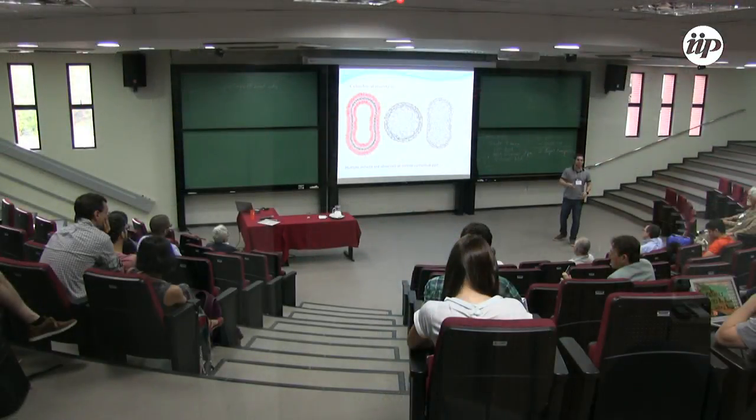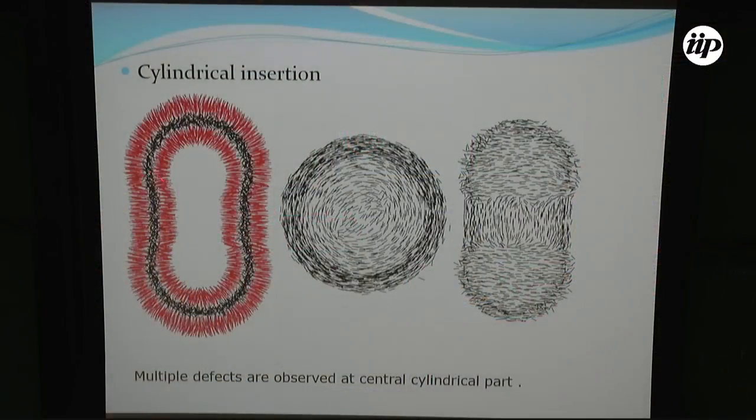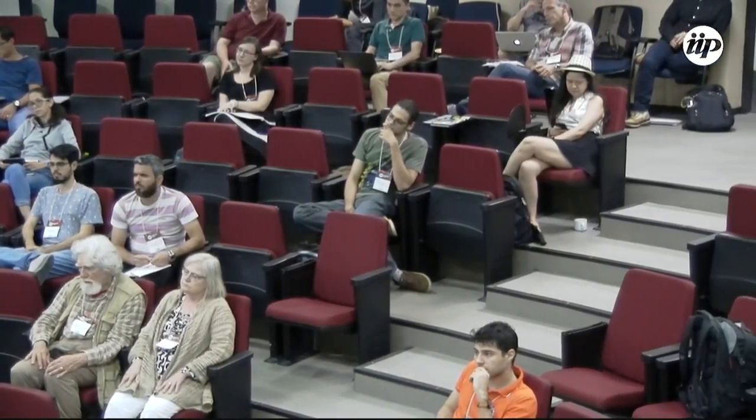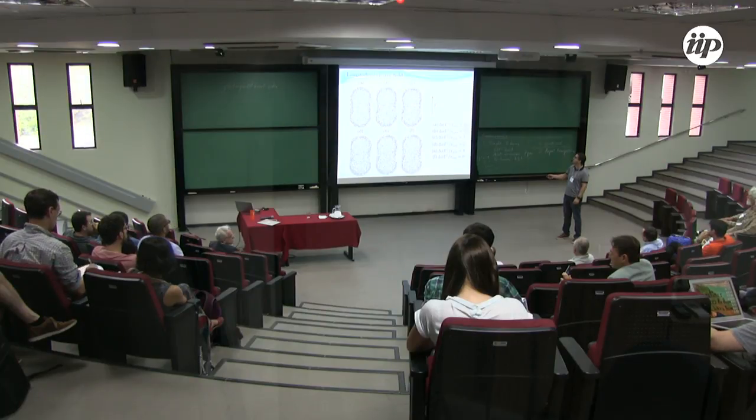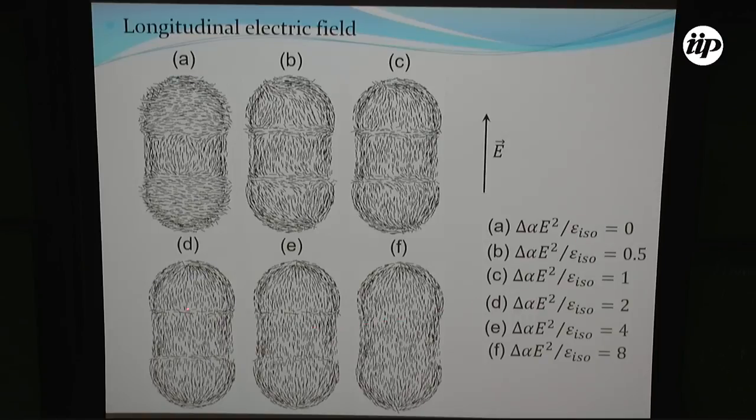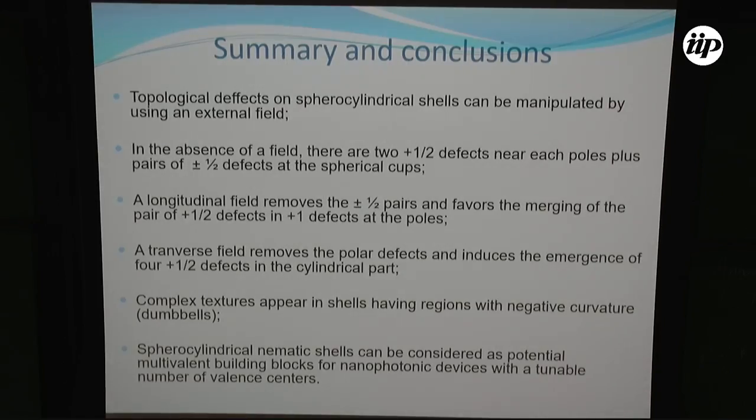Also, we investigated what happens if you insert a cylindrical part in the middle of the dumbbell. You have a positive curvature, negative curvature, and zero curvature. And again, in the zero curvature the metastable topological defects appear. If you apply a small field, it annihilates the metastable topological defects in the cylindrical part, but there is an emergence of new defects here. If you keep increasing, you can have two lines where the curvature changes from positive to negative, and then they disappear. So in summary, we have studied very different configurations of nematic shells with an anisotropic shape.